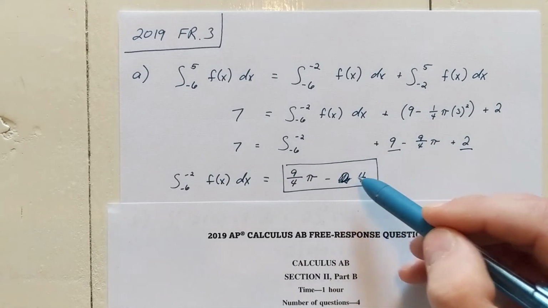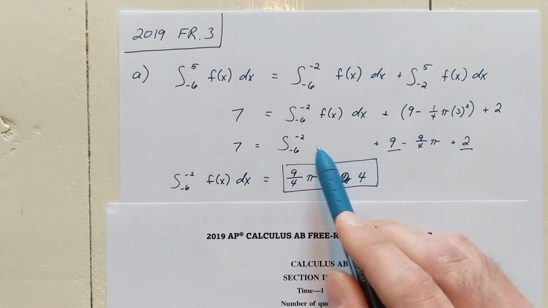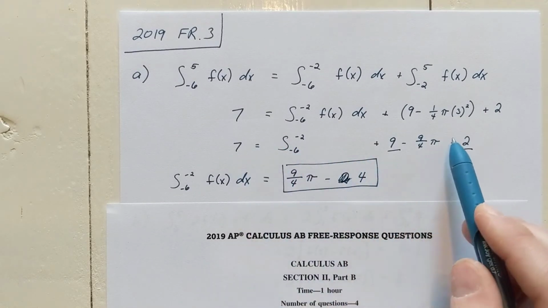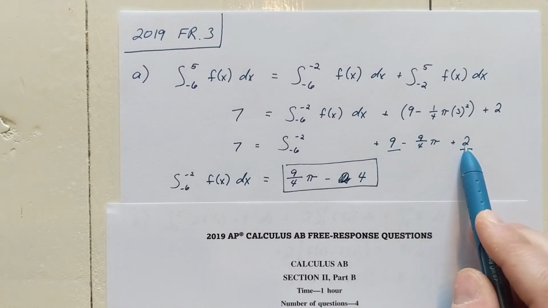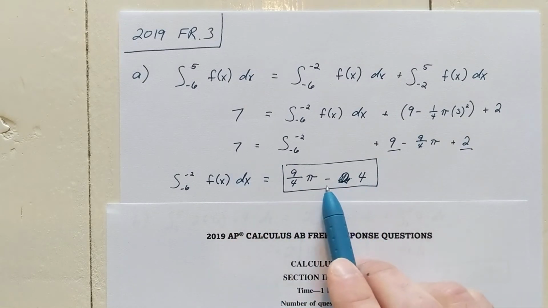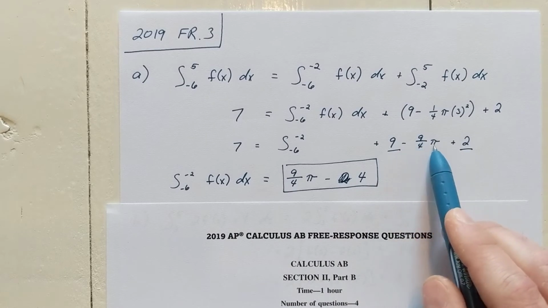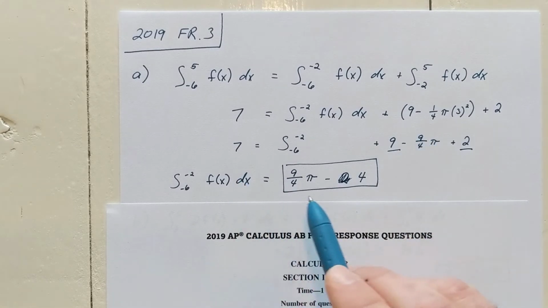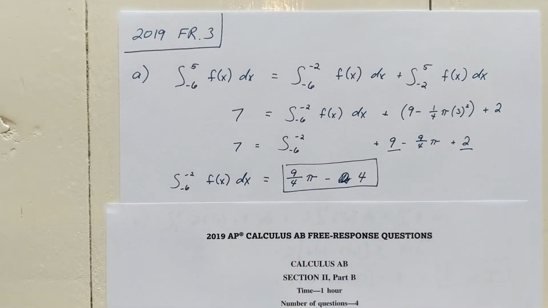So putting all of that together, the integral we were trying to solve for would start with this 7 here, and we would subtract all of this from it. So the 9 and the 2 add up to make an 11. Subtract that from the other side, and the 7 minus 11 is going to give you this -4 here. Oops. And then this negative 9/4 pi that was on the right, we're going to bring that to the left where it becomes positive. And that's the answer to part A, 9/4 pi minus 4.